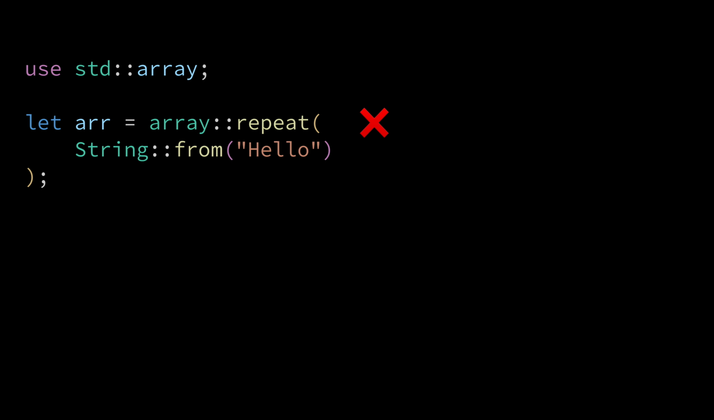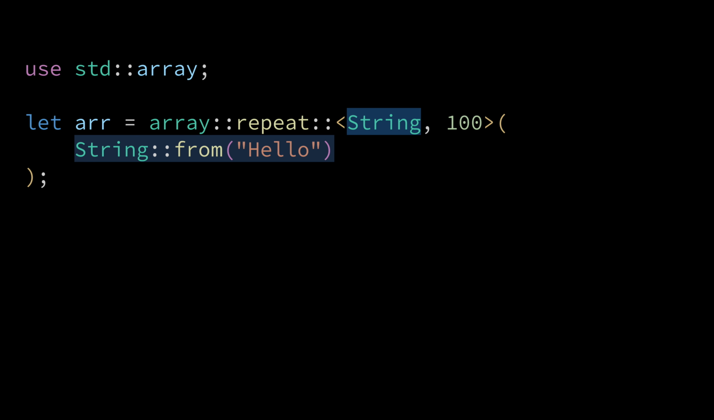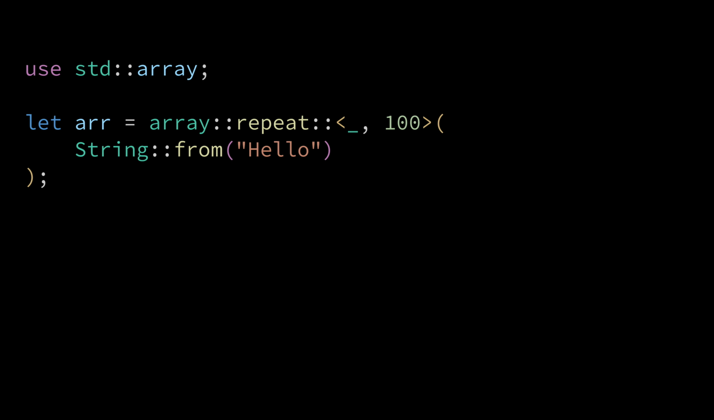It can still infer T from the fact we're passing in a string, but it has no way to know how long the array should be. I can use turbofish syntax to specify T and N, and this works fine. But also, I didn't really need to specify that T is a string here because we already get that from the value that's being passed in. So if I'm lazy, I can just put an underscore there, which means, compiler, you figure it out. Do the type inference thing, and this compiles.